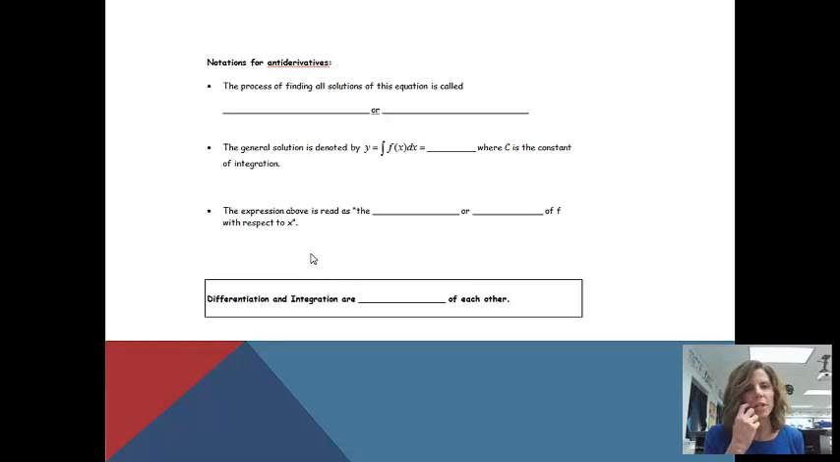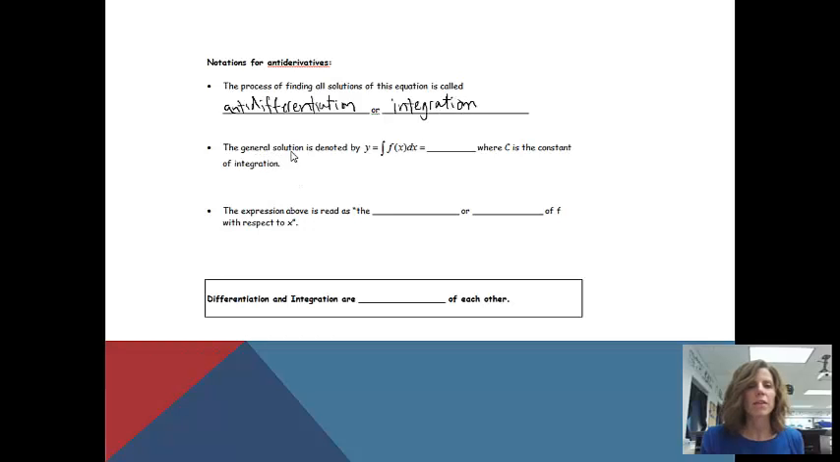Right, some notations for antiderivatives. The process of finding all solutions of this equation is called anti-differentiation. Remember before when we took the derivative we called it differentiation. So this would just be called anti-differentiation. Another thing that is very common, and you'll hear me use this a lot, is the word integration.